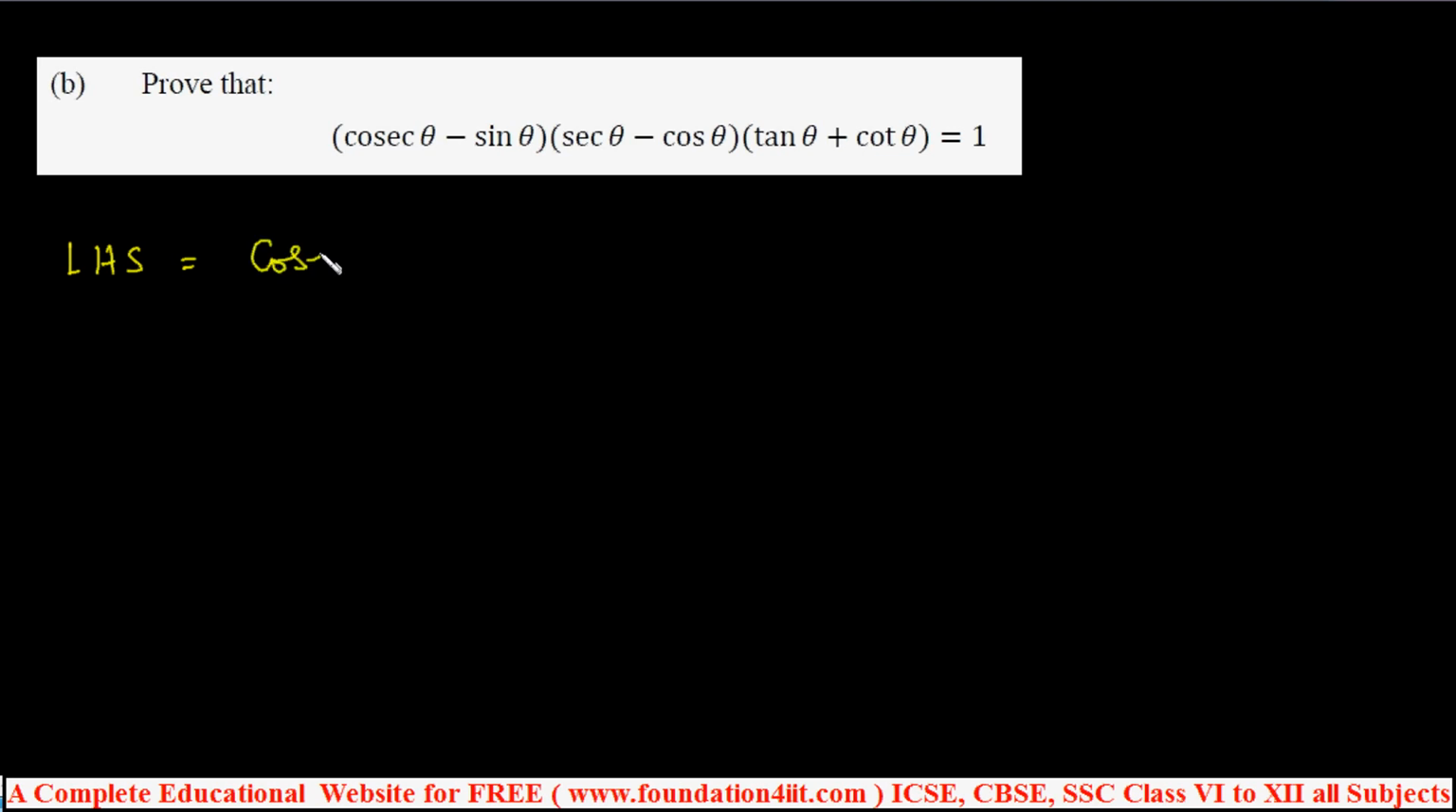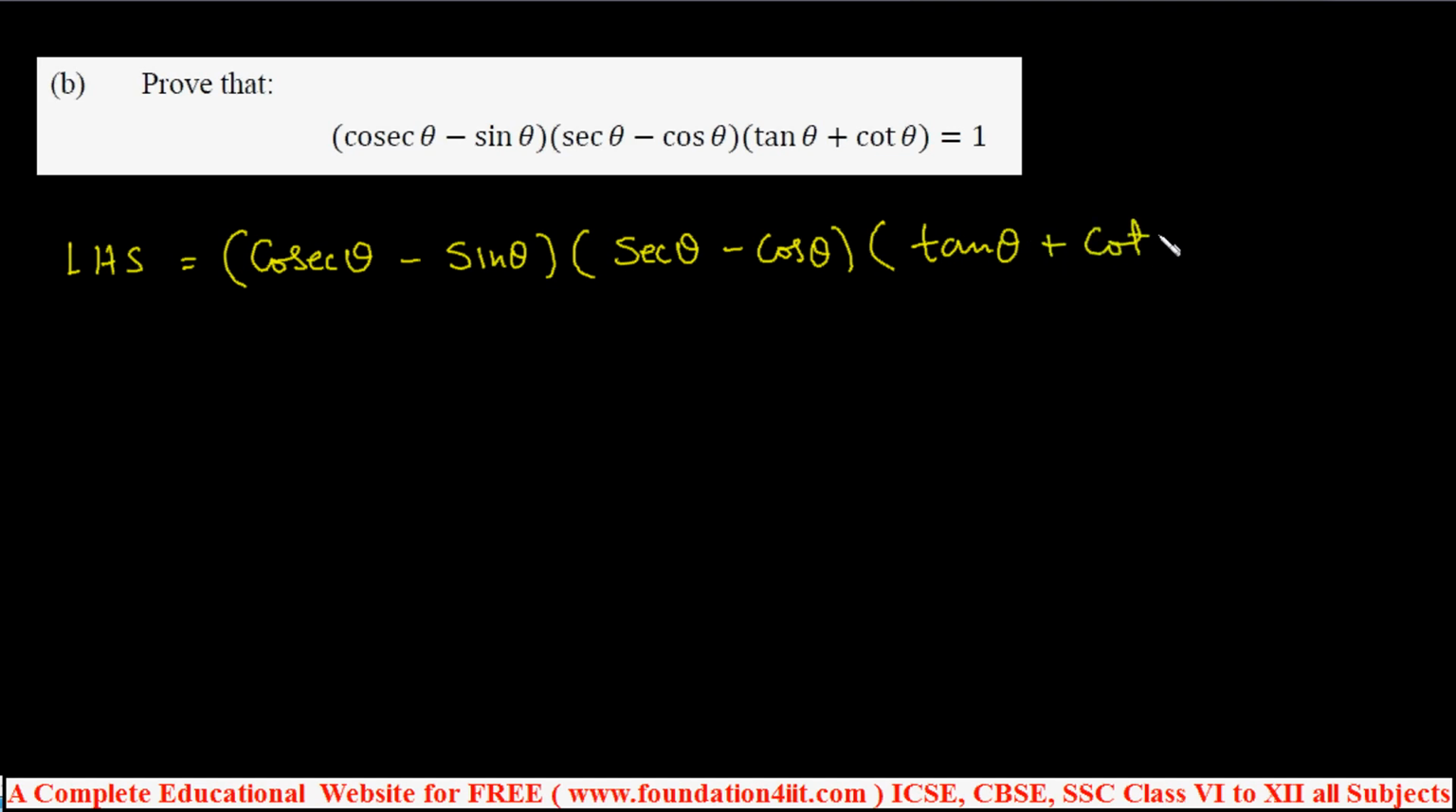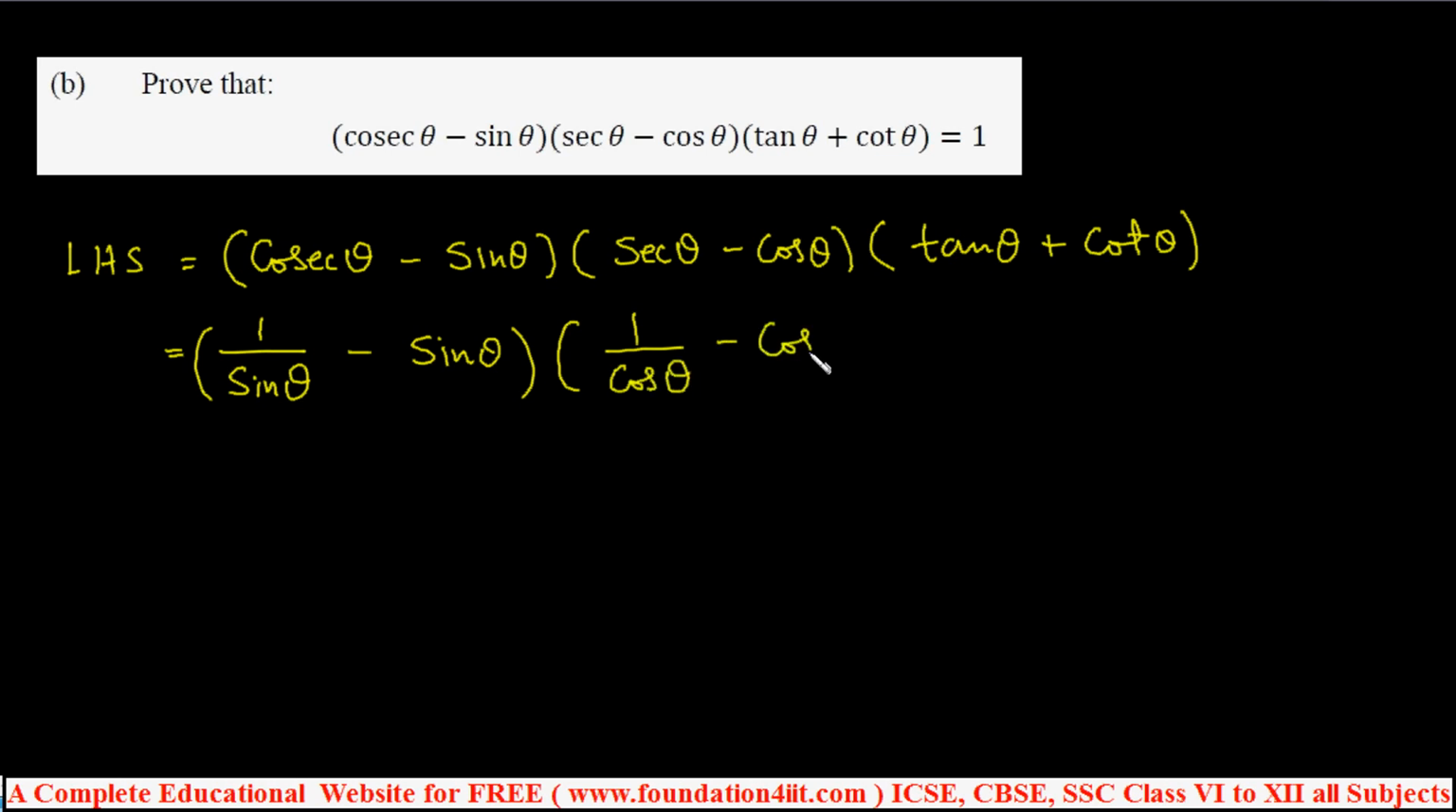So the given is cosec theta minus sin theta and sec theta minus cos theta again into tan theta plus cot theta. Cosec, sec and tan and cot we'll write in terms of sin and cos. Cosec is the reciprocal of sin, so cosec is 1 by sin theta, minus sin theta as it is. And sec theta is 1 by cos theta minus cos theta.